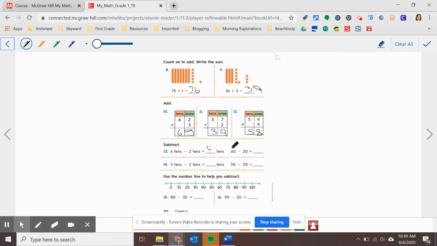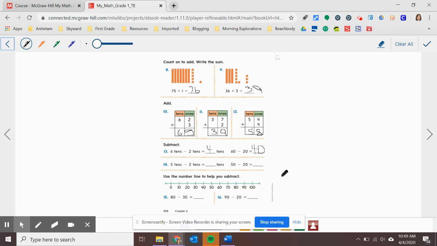Then I come over here and I have to finish it. It says 60, because that's what 6 tens equals, minus 20 for our 2 tens equals what? Well, we said it was 4 tens. How much is 4 tens equal to? Count by tens on your fingers. Ready? 10, 20, 30, 40. So 60 minus 20 equals 40.